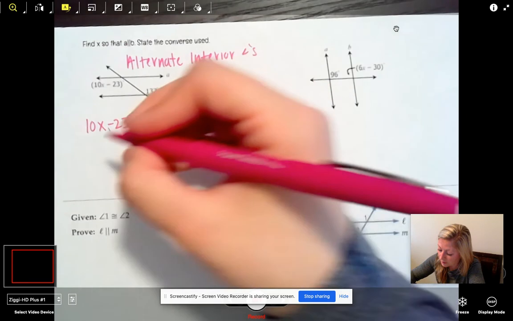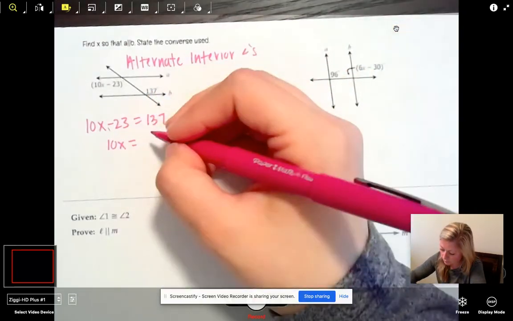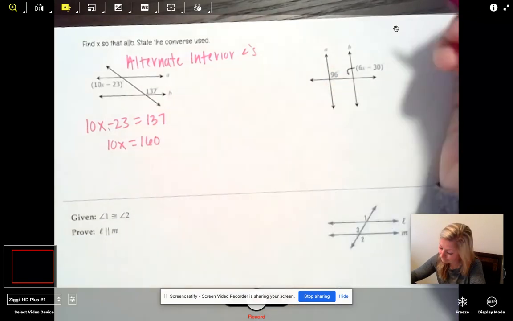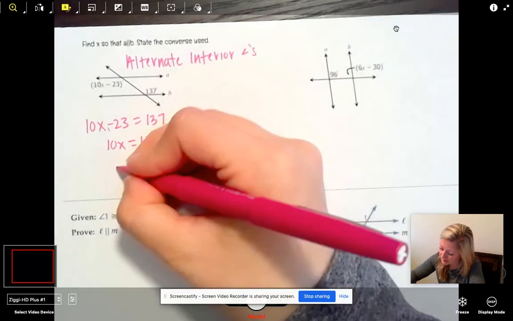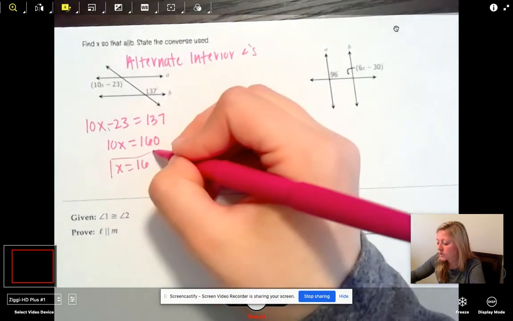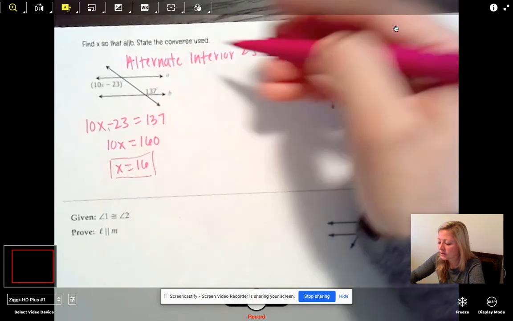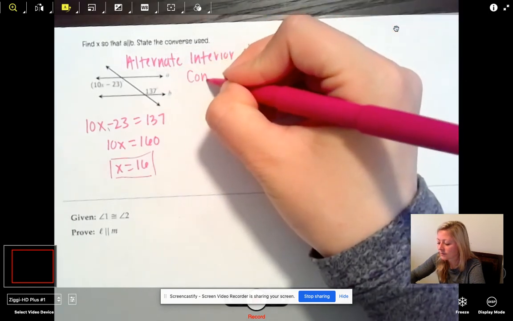Add over your 23, so we have 10x equals 160. Divide by 10, x equals 16. So what converse did we use? Well, we said they were alternate interior angles, so now we can just write the word converse next to it, because that's what we used.